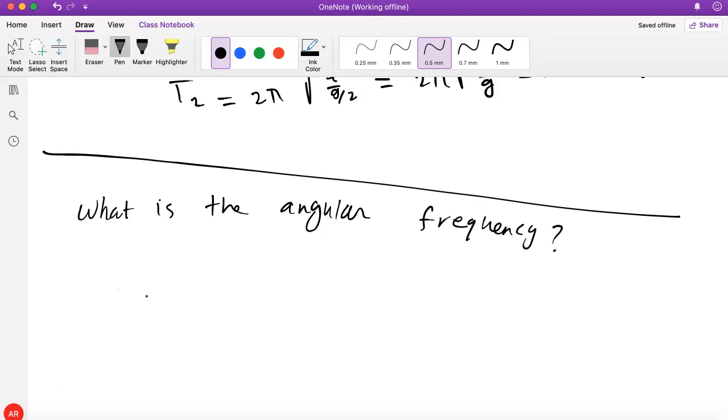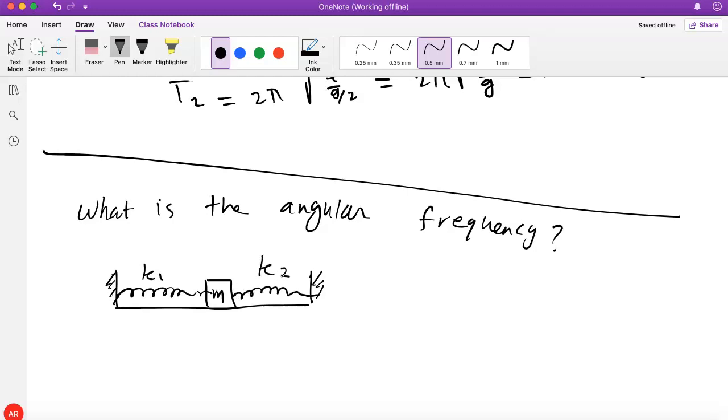So the first system is something like this. Suppose you have a mass m that is sandwiched between two springs. One is here with spring constant k1, another one is here with spring constant k2. We want to find the angular frequency of the oscillations as a function of m, k1, and k2. So how should we do it?